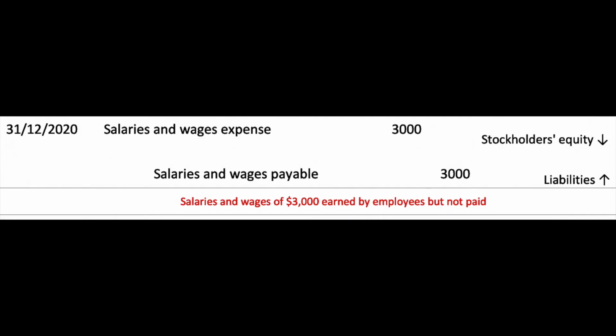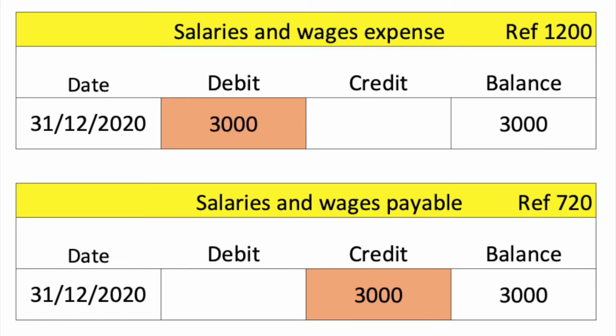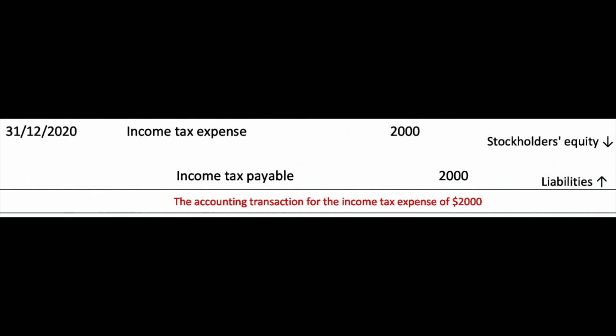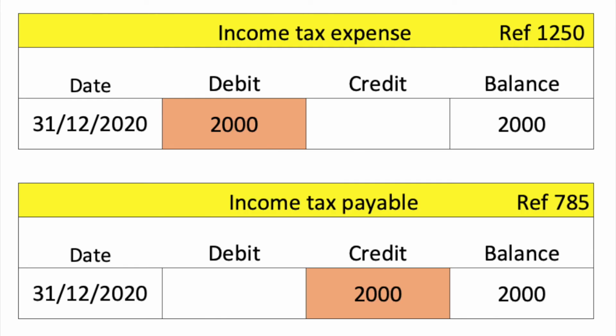The third adjusting transaction affects 2 ledger accounts, salaries and wages expense and salaries and wages payable. Company posted $3,000 in account number 1200 and $3,000 in account number 720. The fourth adjusting transaction affects 2 ledger accounts, income tax expense and income tax payable. Company posted $2,000 in account number 1250 and $2,000 in account number 785.